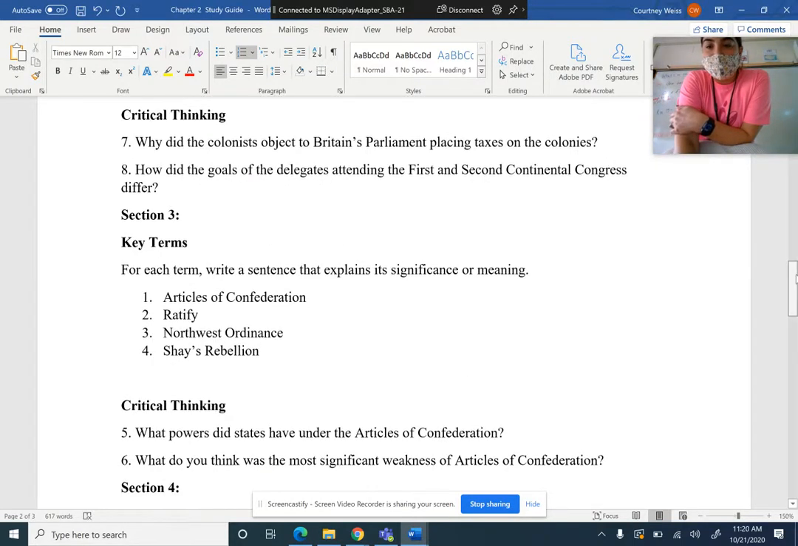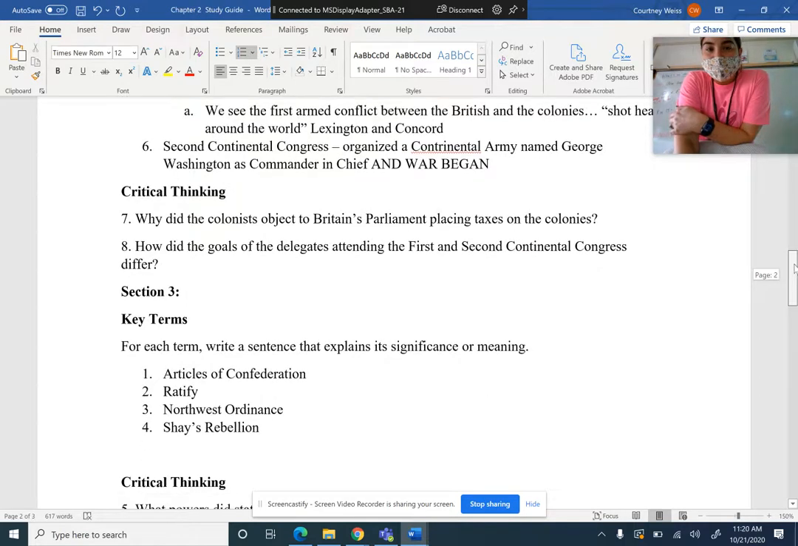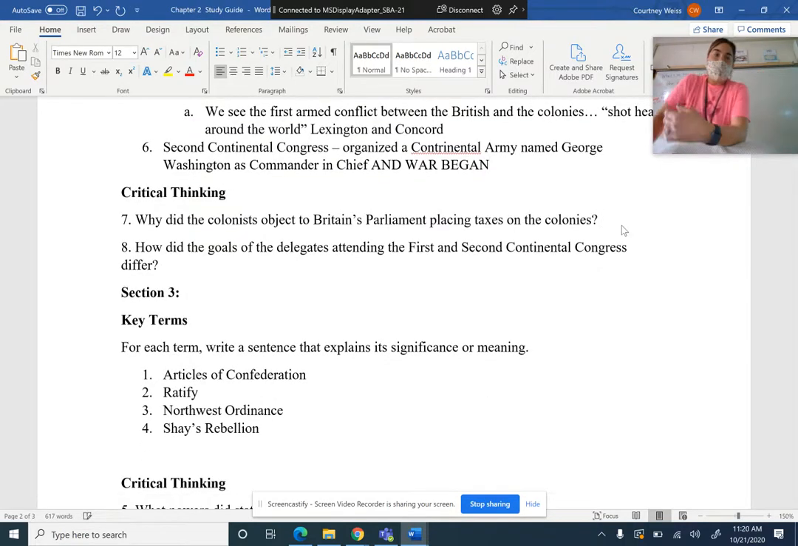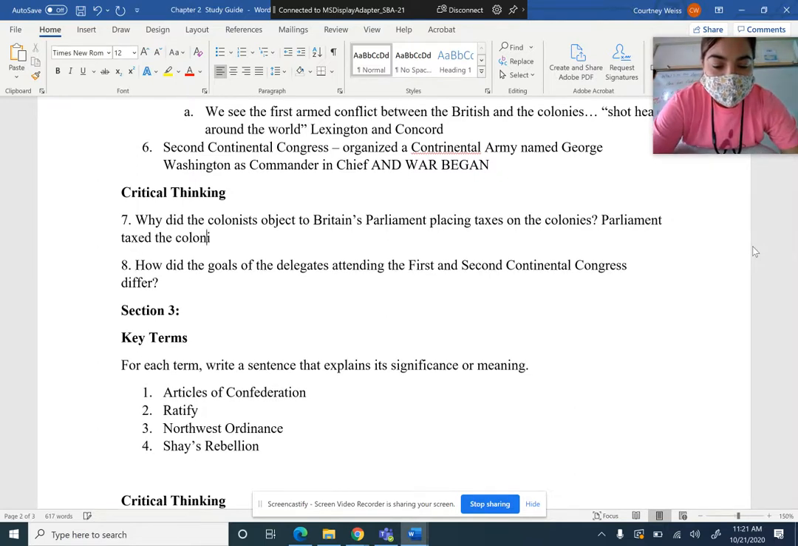Why do the colonists object to Britain's Parliament placing taxes on the colonies? Representation. Parliament taxed the colonies, even though the colonies were not represented. We're not represented in government.